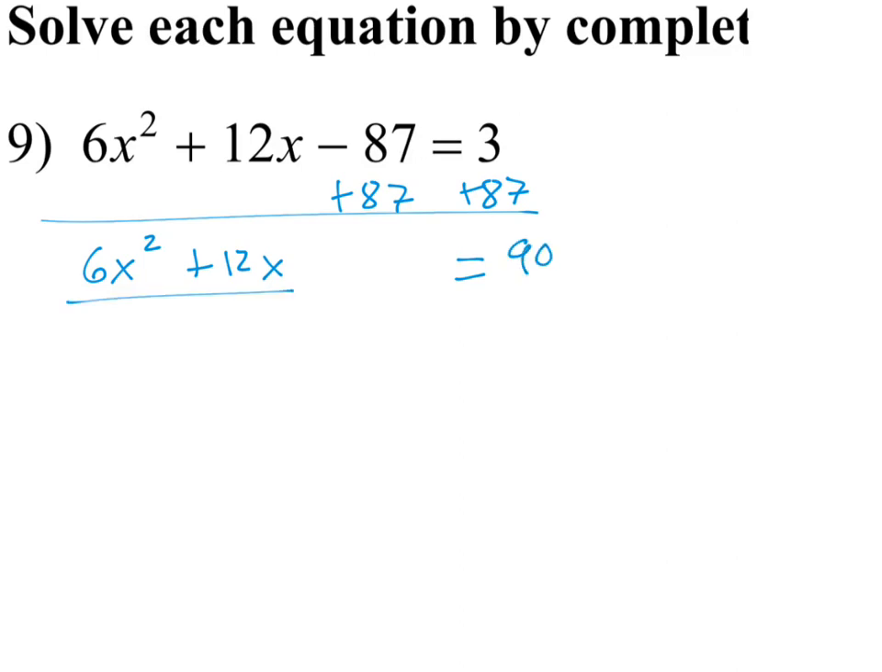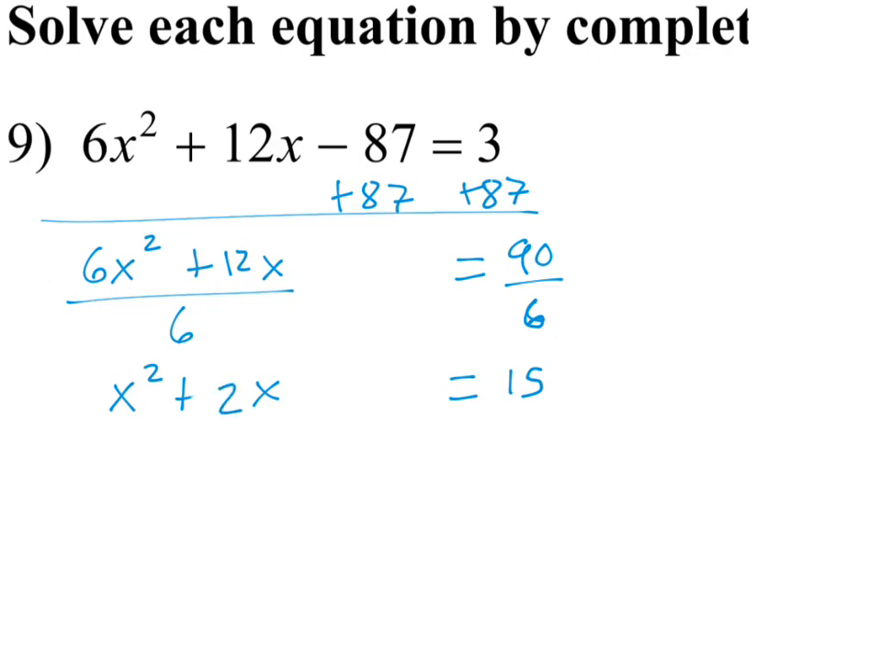We also need this to have a leading coefficient of 1 for completing the square to work. So we're going to divide by 6, and then we got x squared plus 12x equals 15. So now we have this, we can quote-unquote complete the square of the left side by taking our b term, which should not be 12, it should be 2. My bad. Give me a second. Let me fix that. It should be 2.